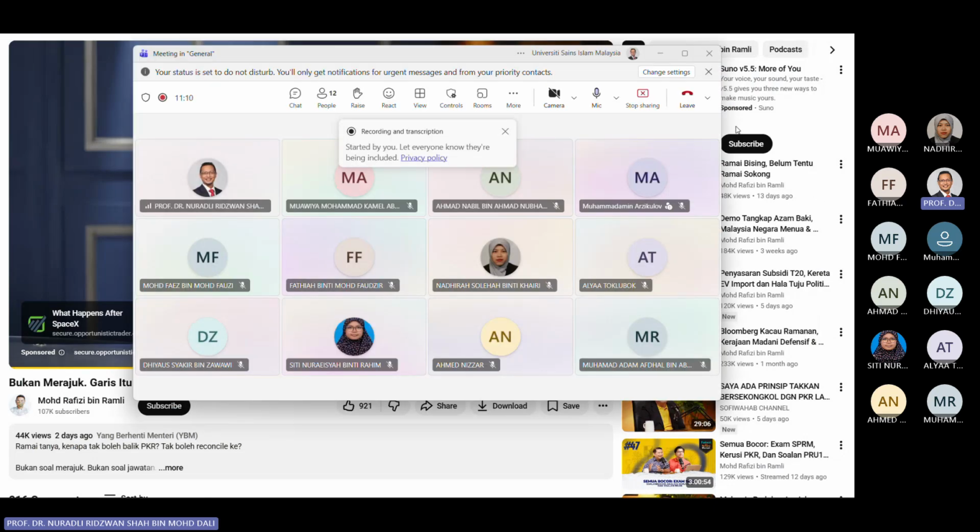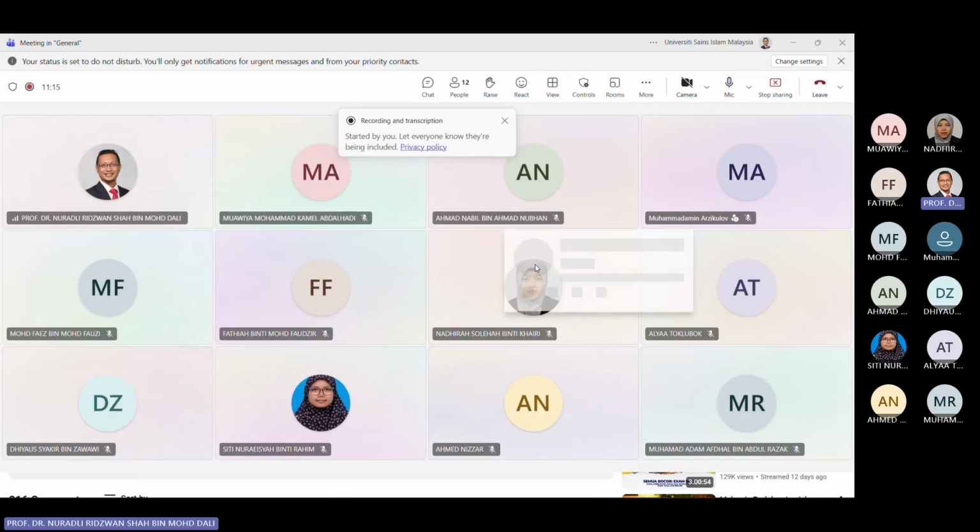Okay. Assalamualaikum warahmatullahi wabarakatuh. We start the class with the recitation of Al-Fatiha.